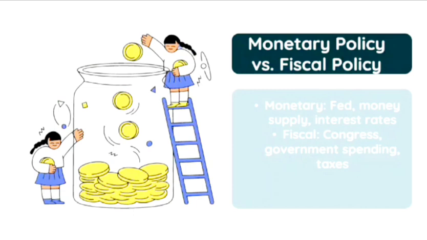It's also important to distinguish monetary policy from fiscal policy. Monetary policy involves the Fed adjusting the money supply and interest rates. Fiscal policy involves Congress adjusting government spending and taxes. Both can stabilize the economy, but they work in different ways and through different institutions.